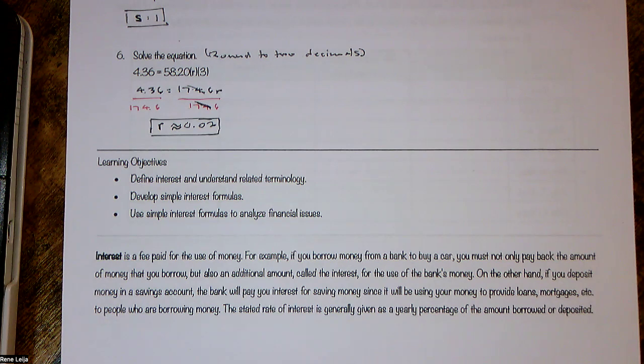For example, if you borrow money from a bank to buy a car, you must not only pay back the amount of money that you borrow, but you also pay an additional amount called the interest for the use of the bank's money. So the bank isn't just going to let you borrow $24,000 so that you can buy a car and then you pay them back, within a certain time period, and that's it. The bank is going to want some more money from you. Okay. And so that is interest. And we're going to learn how we calculate the interest on different types of purchases.